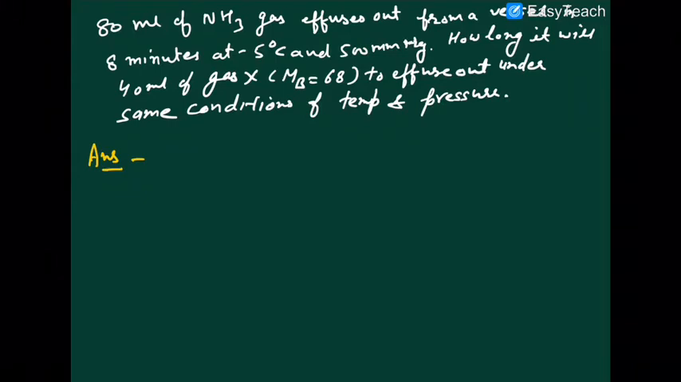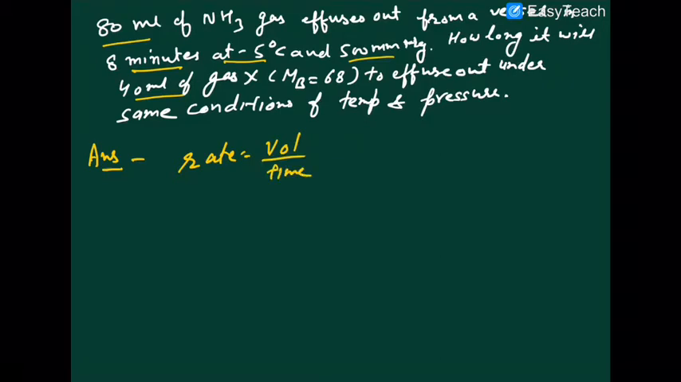Now take the first case. 80 ml of ammonia gas diffuses out from a vessel in 8 minutes at this temperature and at a pressure of 500 mmHg. How long will it take 40 ml of a gas to diffuse out under the same conditions of temperature and pressure? So everyone knows that rate is equal to volume of the gas divided by time taken.